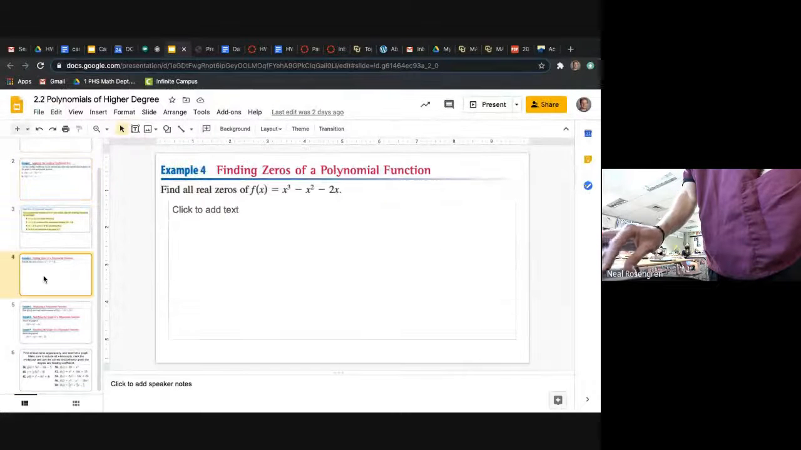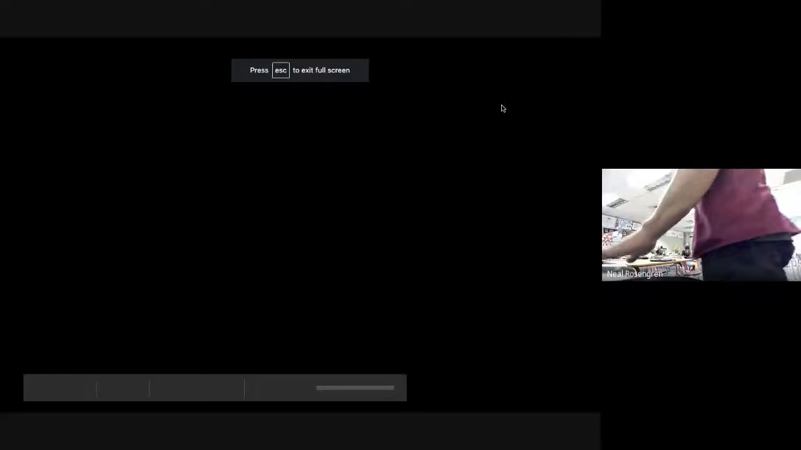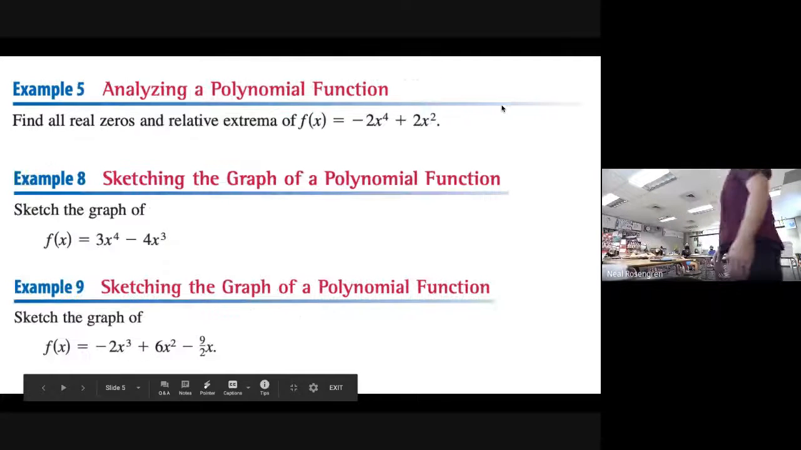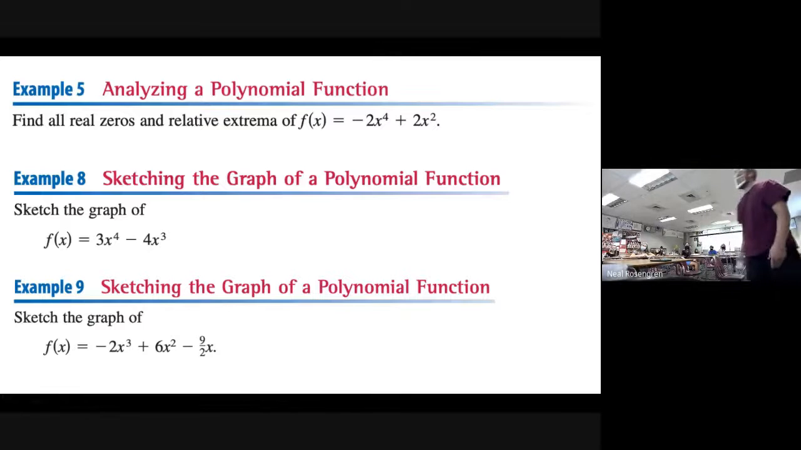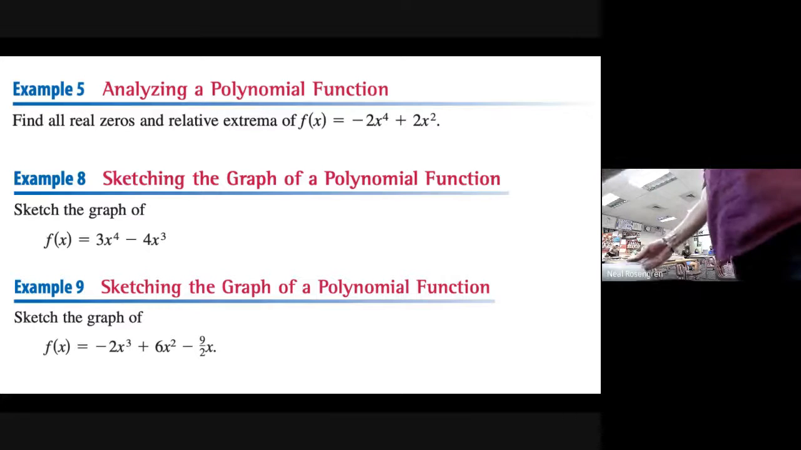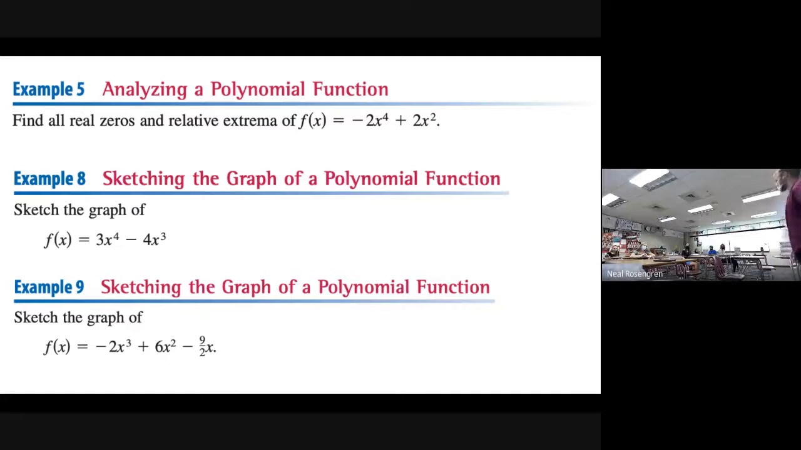So that was this one. That was this one. All right, find all the real zeros, but we did the graphing too. Let's try the next one. Okay, now I know that there's 3 there. I'm just going to freeze this because I want to bring everybody back with me. But we're just going to do the negative 2x to the 4th plus the 2x squared. We'll get to example 8 and 9 here in a little bit.